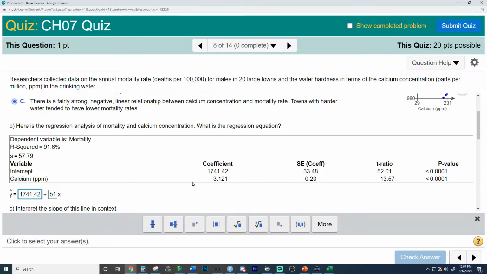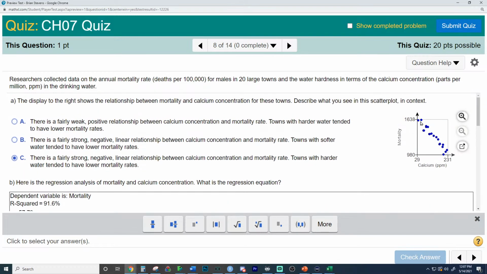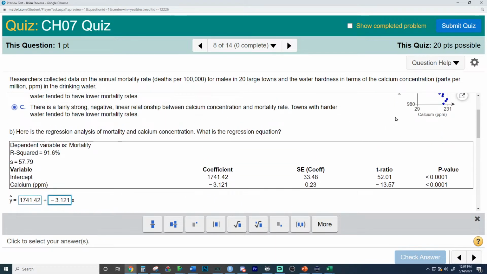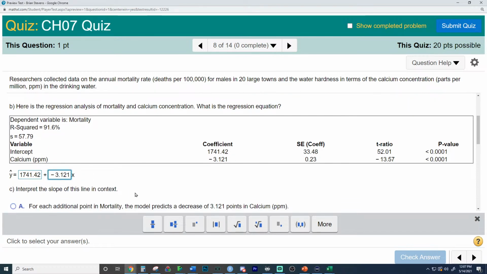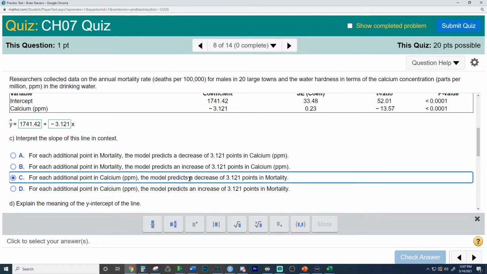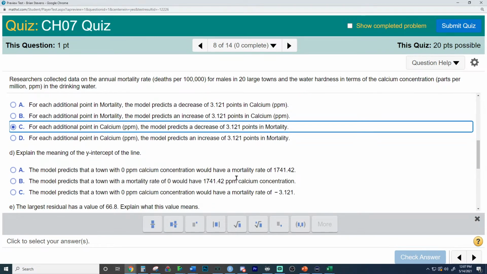I think they literally just want us to type these answers, but don't forget, you'll lose a point, like I sometimes do, if you don't put the negative sign here, because the slope is negative as denoted by the line going down. Interpret the slope in context of the problem. For each additional 1 unit increase in calcium, we expect the mortality rate to decrease by 3.121. So for each 1 unit increase in calcium, the model predicts a decrease in the mortality rate.